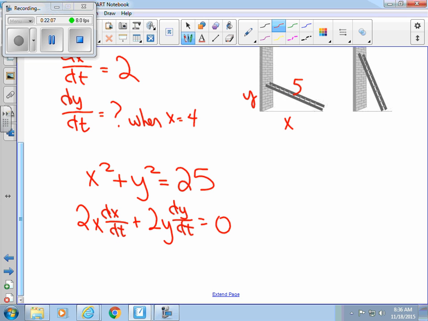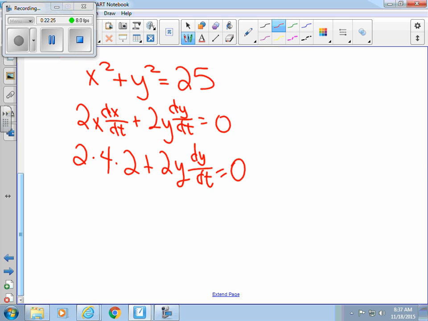Plug in 2 for dx dt, plug in 4 for x. I'm trying to find dy dt. What's the problem? They didn't tell me y. And so at first glance, that sounds like a problem. But if we have an x, don't we always have a y?